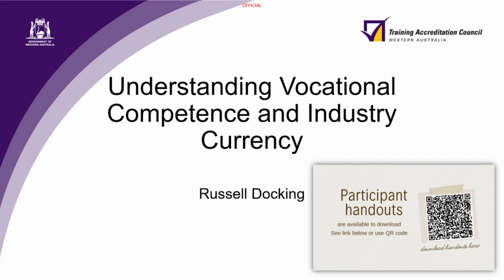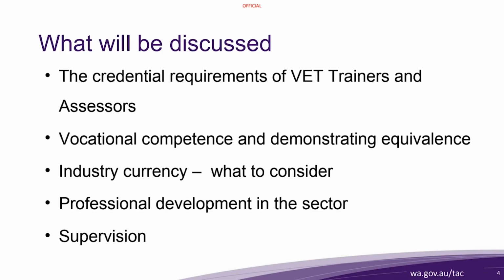So our program for today is to discuss, first of all, the credentials requirements of VET trainers and assessors, and then look at vocational competence and how one might demonstrate equivalence to vocational competence. The concept of equivalence is quite tricky, but it needn't be. We will try to make sure that it's clear cut and something that you can work with effectively. We'll probably take a little 5-minute break between vocational competence and industry currency, because it is a 2-hour workshop, and a little break would be a kindness.